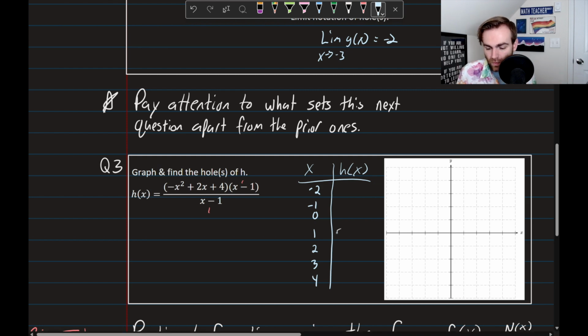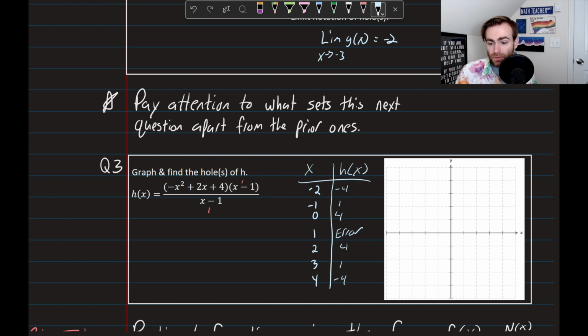We already know that 1 is an error because it's a hole. But if I plug in 0, I'm going to get 4. If I plug in negative 1, I'm going to get 1. Negative 2, I'm going to get negative 4. And I'm going to see that I get a mirror result on the other side. You can plug all those in. You can use a calculator. You can do it by hand. It really doesn't matter. I'm going to plot those points. I know that 1 is an error, so I'm not going to touch 1 right now. But 0 is 4.